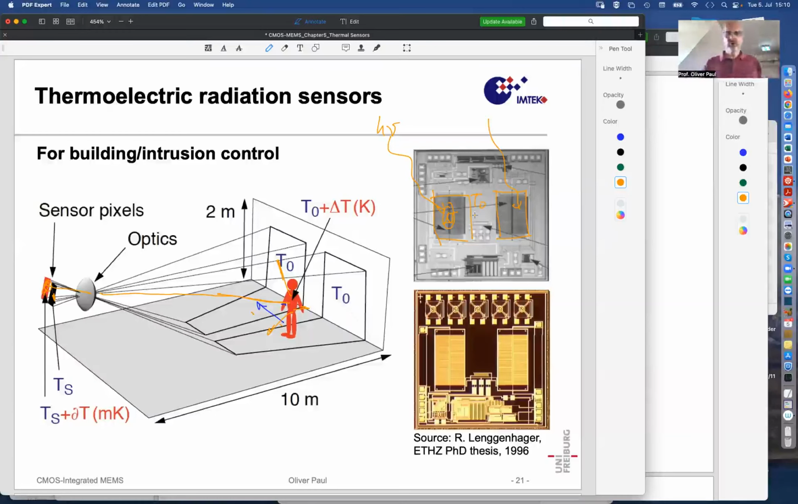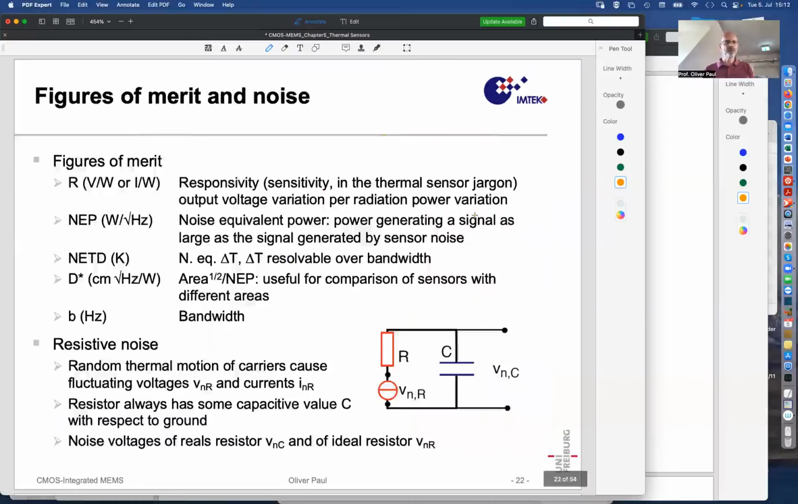Now here you have two quite old chips, among the first that my PhD student at ETH Zurich produced in his thesis, René Lenkenhager. These chips are about 5 by 5 millimeters, so quite large chips. And they have also some circuitry integrated by a collaborating group from the electrical engineering department. So let me talk about some figures of merit. We have talked about figures of merit of magnetic sensors, and also mechanical sensors. Now we need those for thermal sensors.